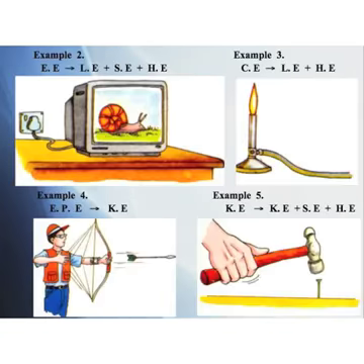As further examples, consider that the electrical energy in the television has been converted to light, sound, and heat energies. The chemical energy from the Bunsen burner has been converted to light and heat energy. The elastic potential energy in the stretched string has been converted to kinetic energy in the moving arrow. The kinetic energy of the hammer has been converted to kinetic, sound, and heat energy in the nail.